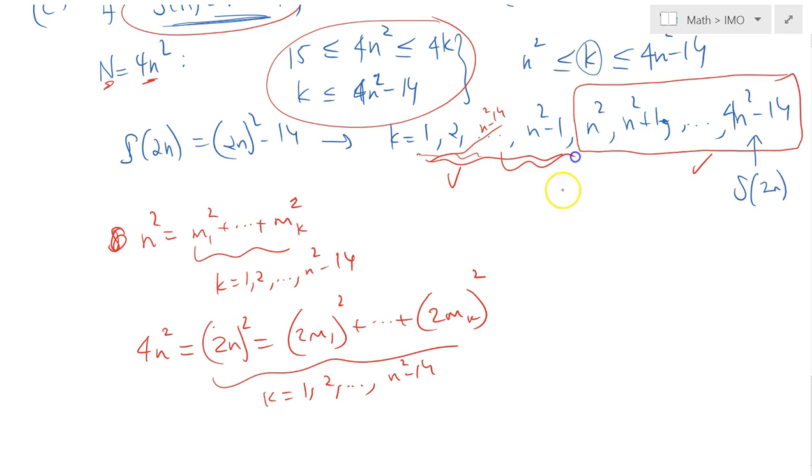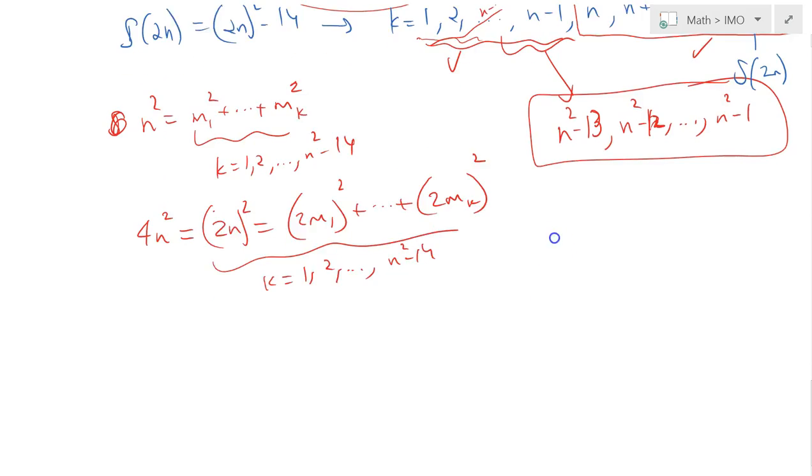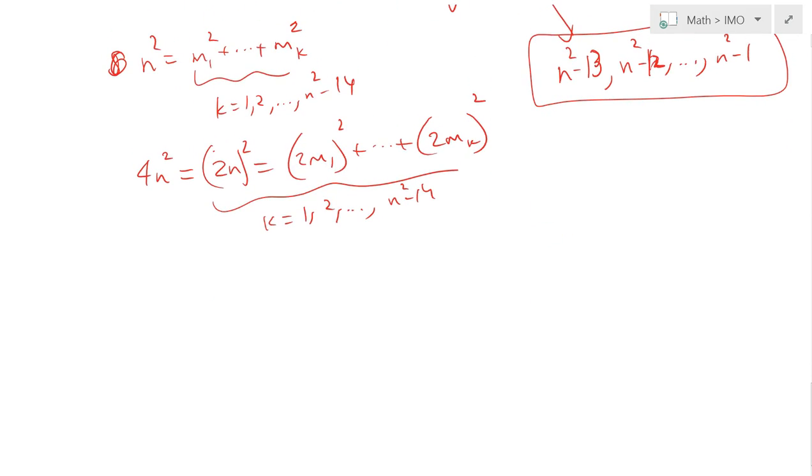So therefore the only gap that I have is between n squared minus 13, n squared minus 12, all the way to n squared minus 1. So I need to just figure out this gap here. This is a 12. And finally, for this one, we have the following construction.